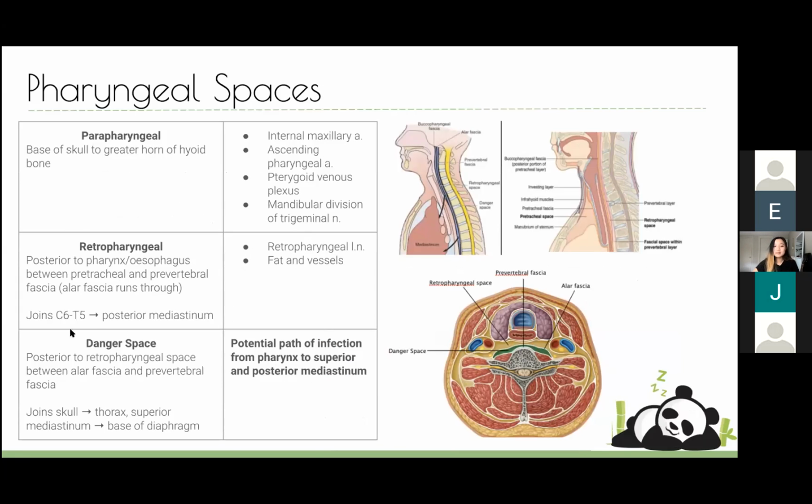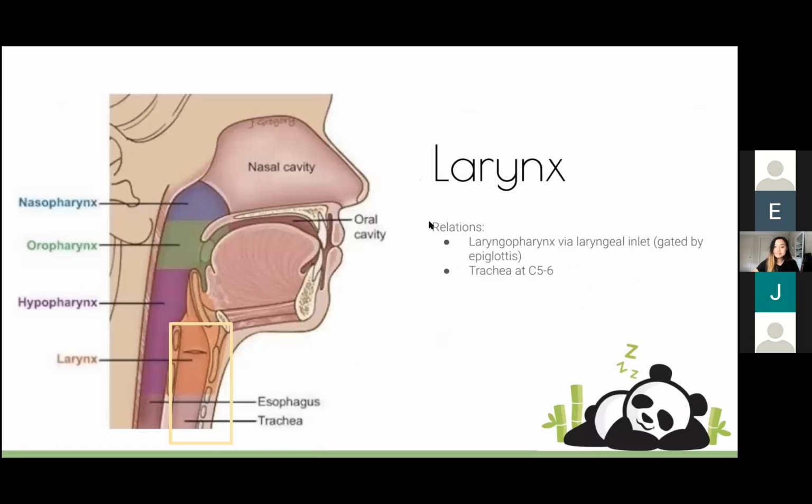Pharyngeal spaces, the most important thing is your danger space. That's this in green right here. It's posterior to your retropharyngeal space, and that's a potential path of infection from your pharynx to your superior and posterior mediastinum. Here, where your heart is.